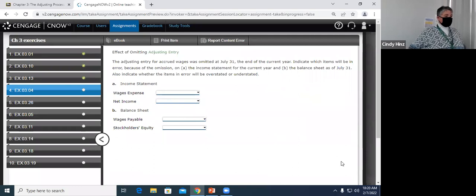I'm going to ask you to try this one on your own. And I'm going to pause the recording, let you think about it for a minute. If it's helpful, draw out your own T accounts and think about what's happening here. I'm going to pause for a minute. And when you have thought about it and come up with your answers, go ahead and restart the recording.